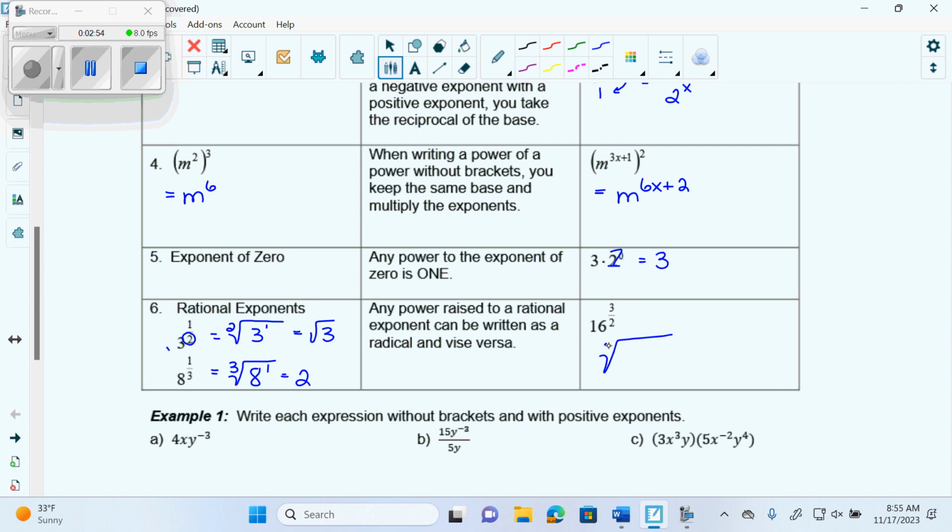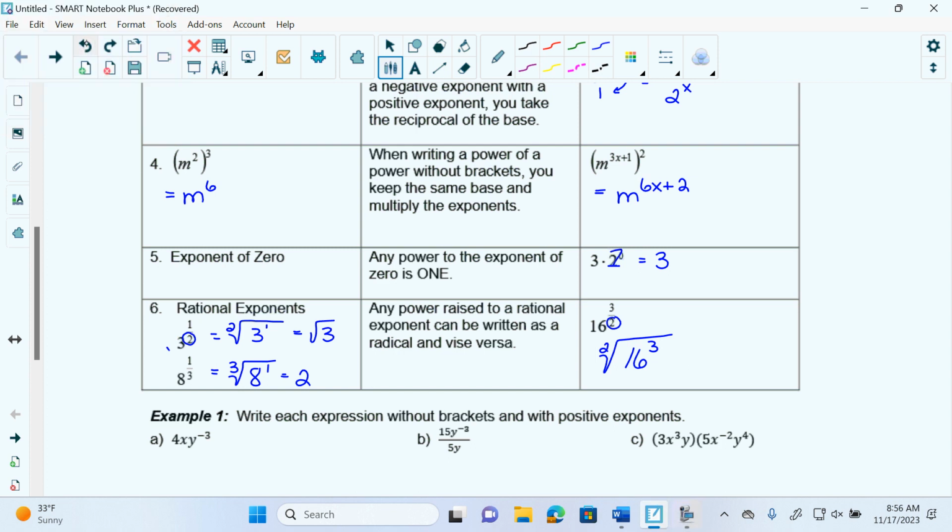The square root, so I don't need to put the 2, but I'm putting it there for effect. The square root of 16 to the 3. Now this is also something you were taught in grade 10. 16 to the 3 is a large number. Do you agree? Yeah. So you can either do the square root of 16 to the 3, like that, which is harder to do in your head, or you can write the square root of 16 cubed, which is a lot easier to do in your head. You'll get the same answer. Square root of 16 is 4 cubed, which is 64.